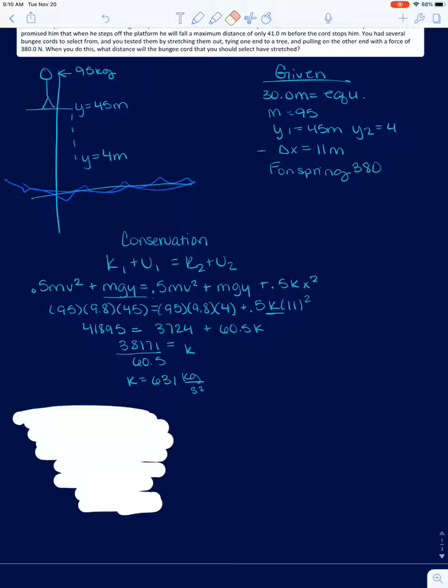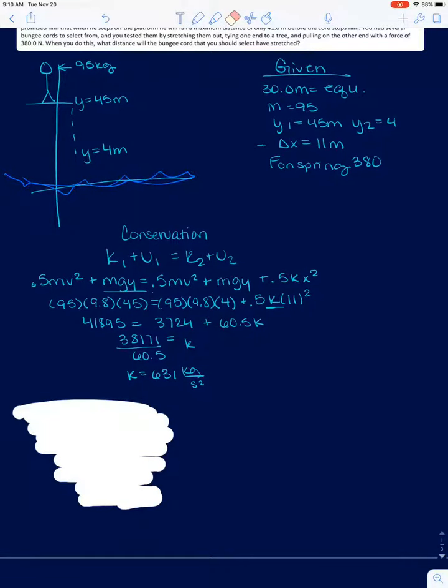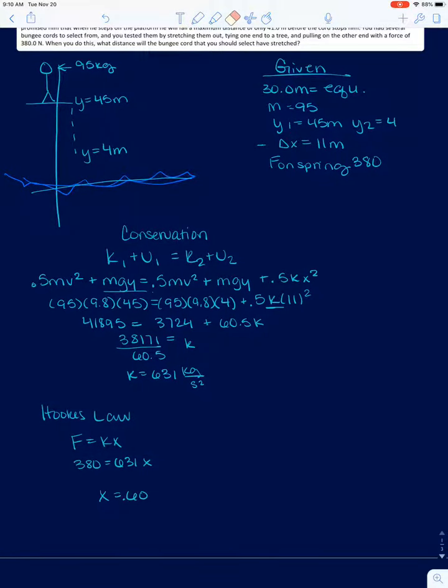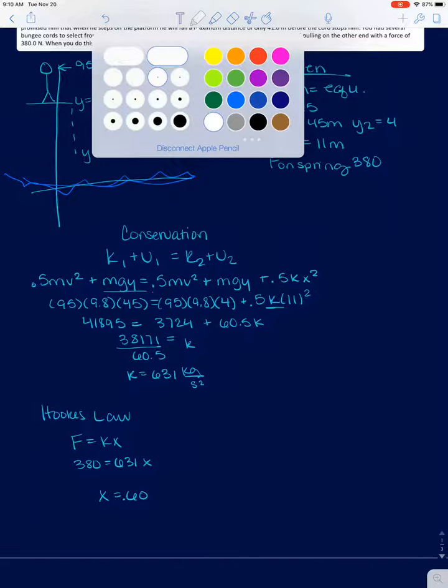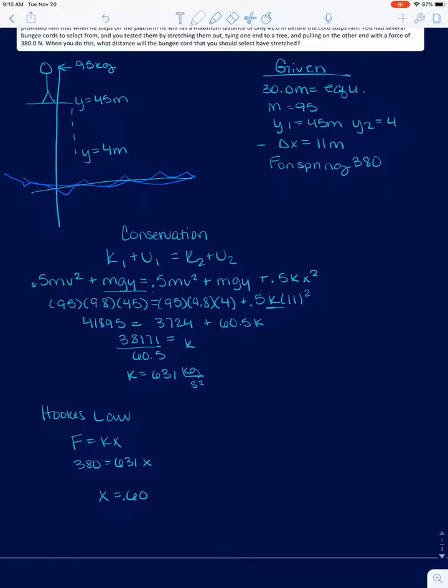So what we need to do after we solve for K here, which gives us 631 kilograms per second squared, is we can put that into Hooke's law. And Hooke's law states that given a force of whatever magnitude, there's going to be a force equal and opposite, pulling it right back to equilibrium. So we have 380 newtons. We can divide 631 kilograms per second squared into that, and we'll come out with x equals 0.602. And there we go.